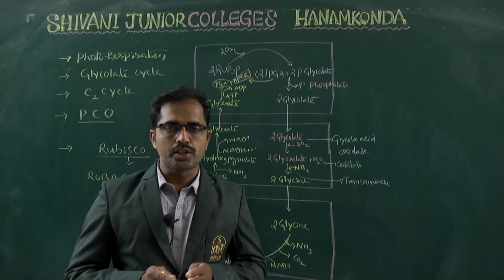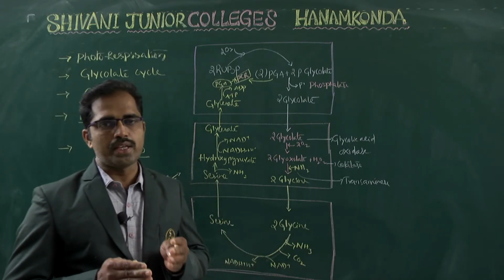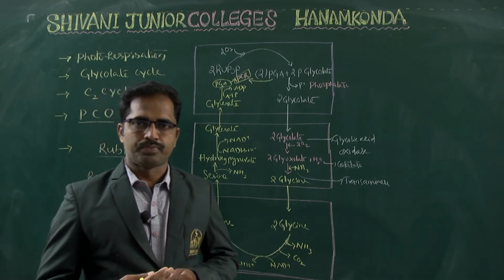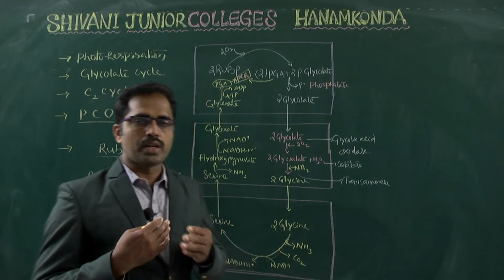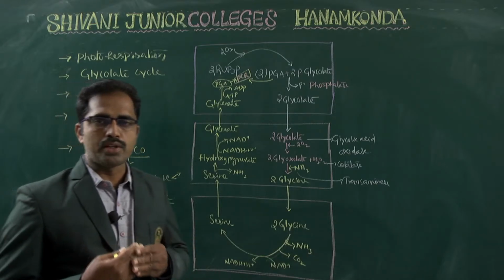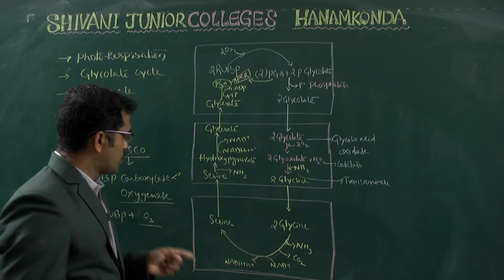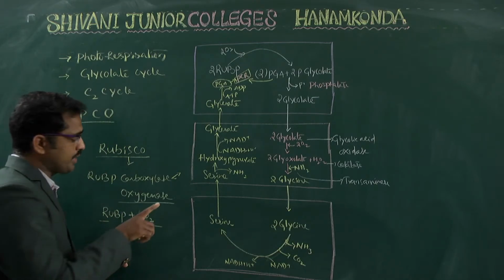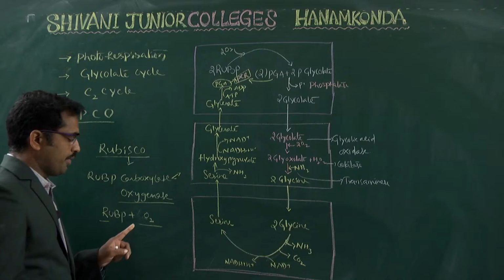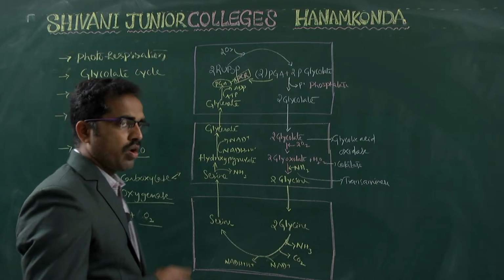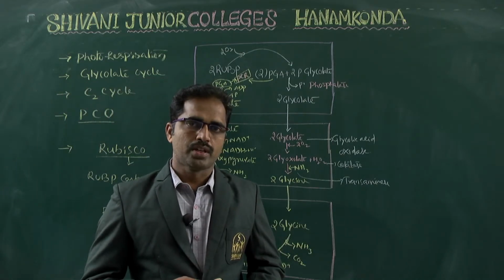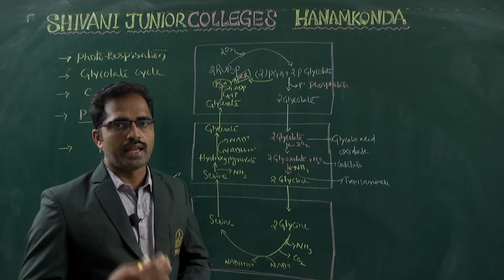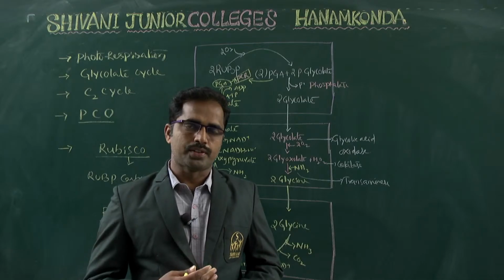Actually, this photorespiration mechanism is a wasteful process. There is no formation of ATP and NADPH2. Again, there is utilization of ATP in this pathway, and 25% of the carbon is lost by this pathway. So, that is why it is a wasteful process, especially in C3 plants.